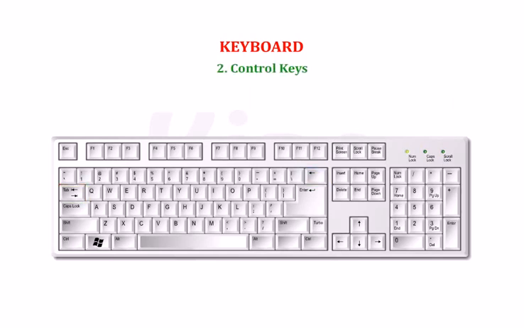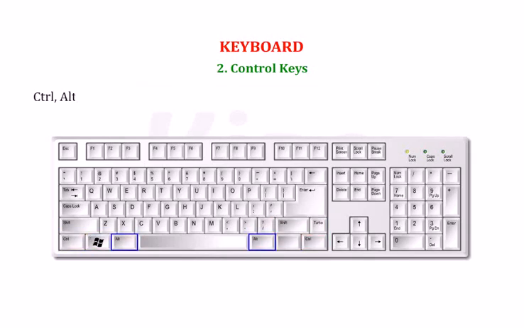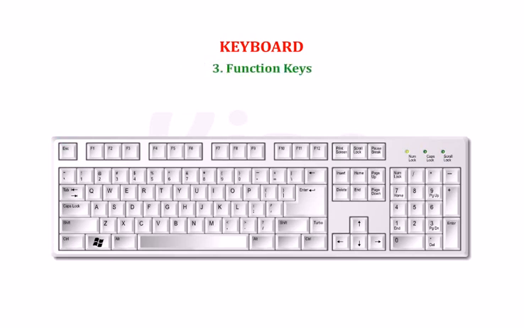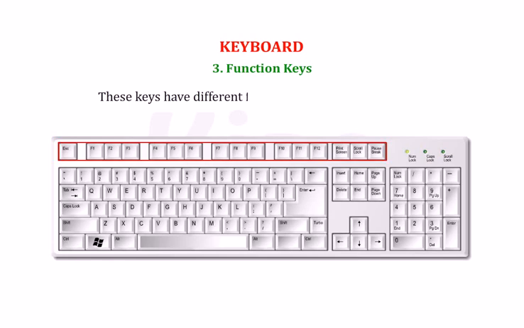Number 2. Control keys. These keys are either used alone or in combination with other keys to perform certain actions. Control, Alt, Windows logo key, and the escape key are various examples of control keys. Number 3. Function keys. They are used to perform specific tasks. They are placed on the top row of the keyboard and are labeled as F1 to F12. These keys have different functions in different programs.